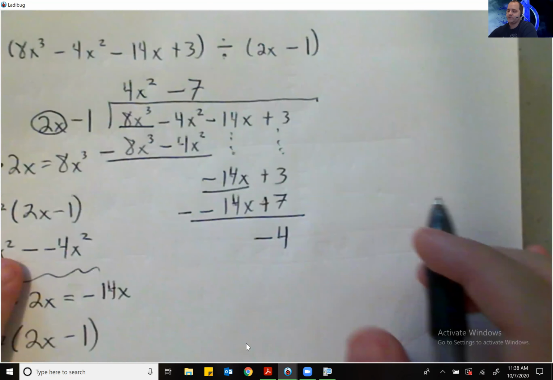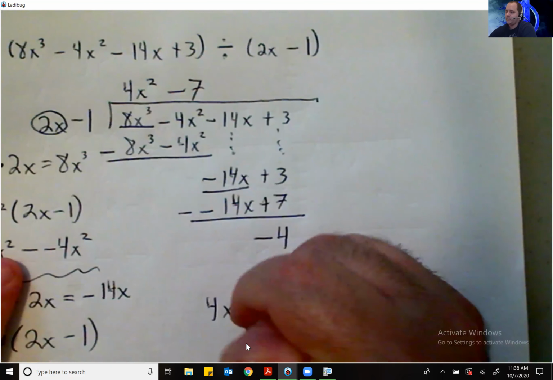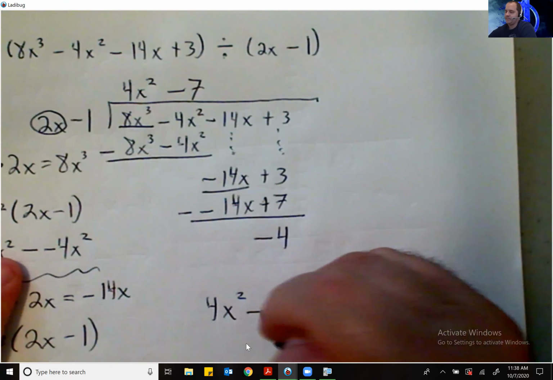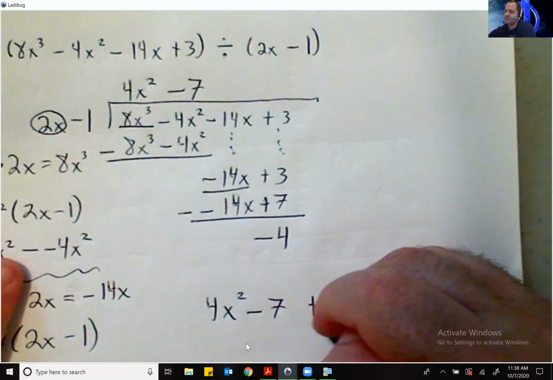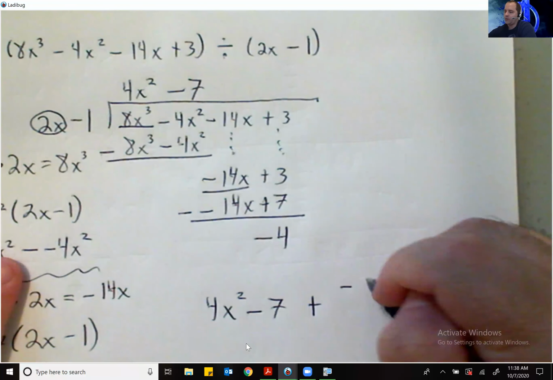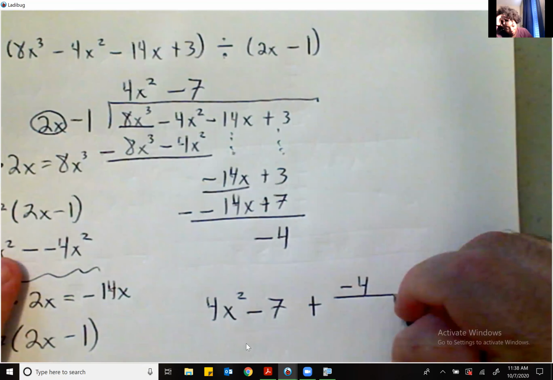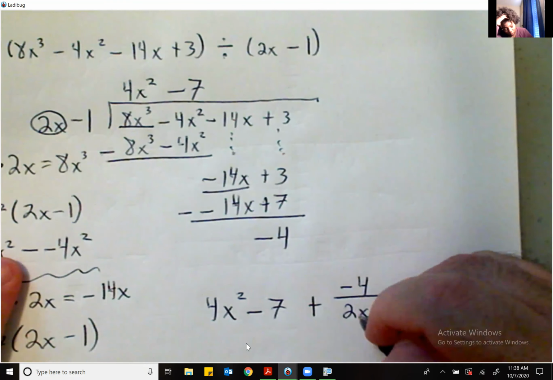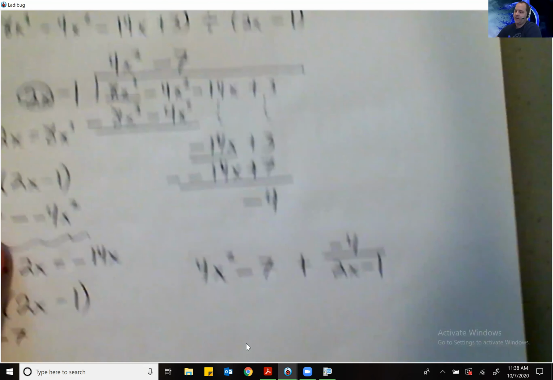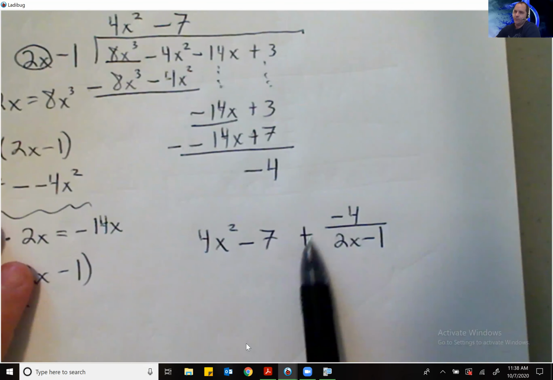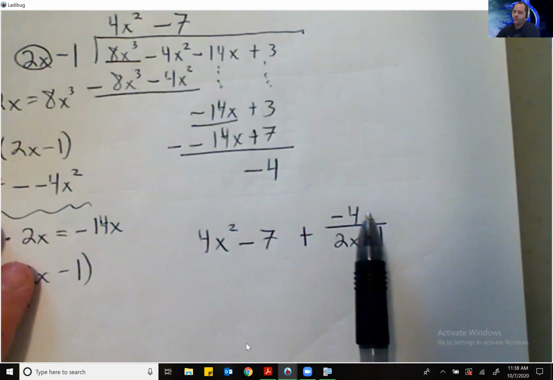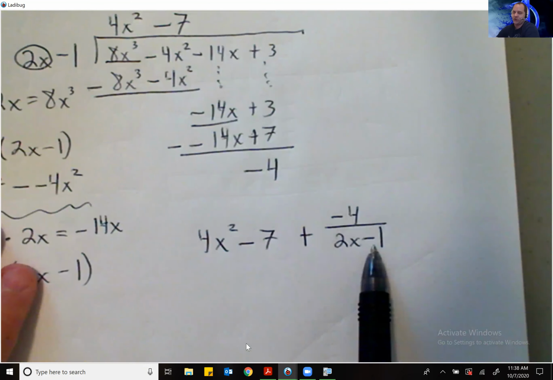So in the blank, you'll type 4x squared minus 7. And you have a remainder here, so you'll put a plus and then negative 4 all over 2x minus 1. Or because this is negative right here, if you wanted to, you could change the plus sign in front to a minus and say that this is minus 4 over 2x minus 1. It's your call.